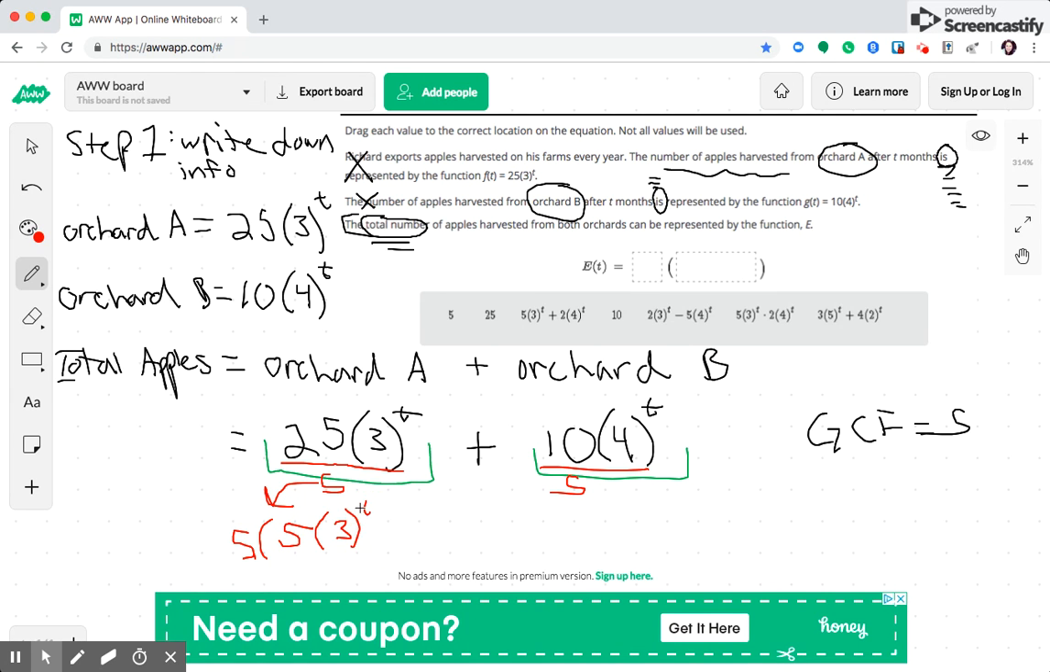And everything else stays the same. Plus, same thing: I'm pulling out a 5, which means I'm dividing by it. 10 divided by 5 is 2, and I'm left with everything here. All right, and now we're done. Now we can see that it is right here, this one. So this one goes here, and my 5 goes on the outside, right there. So this one.